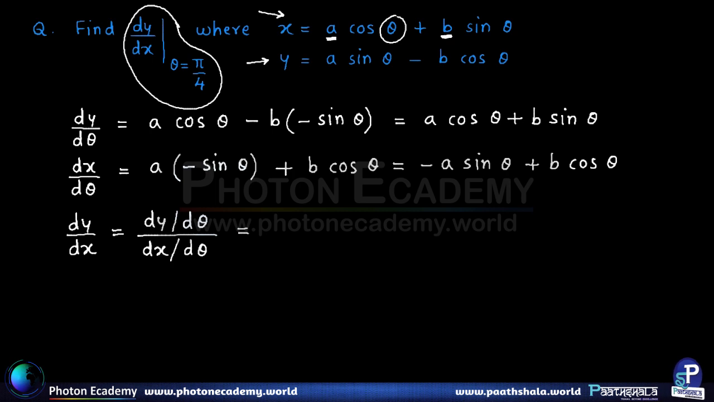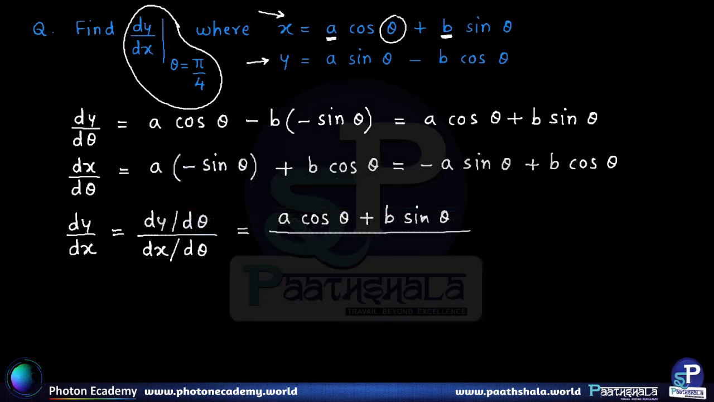So we have to simply replace with the required expressions, that is a cos theta plus b sin theta divided by, now while writing dx by d theta I will just write in opposite order, I'll first write b cos theta minus a sin theta.